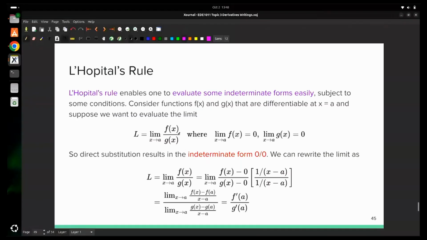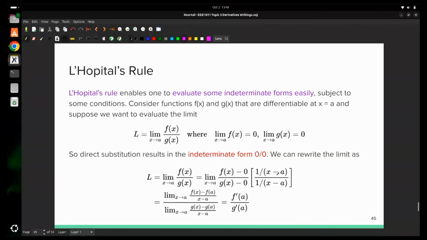Now imagine that you have this limit to evaluate, which is f over g. When the limit of f is equal to 0, and the limit of g is also equal to 0, you get an indeterminate form, 0 over 0. So this is the problem that we had in topic 2. Now, look at this process. I can rewrite f over g as f minus 0 over g minus 0. Still f over g, no change, right?